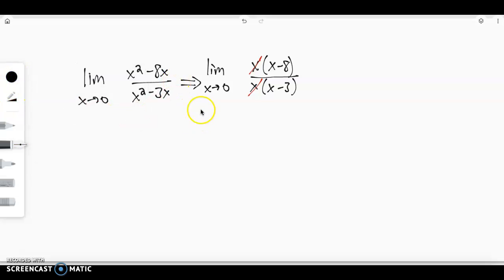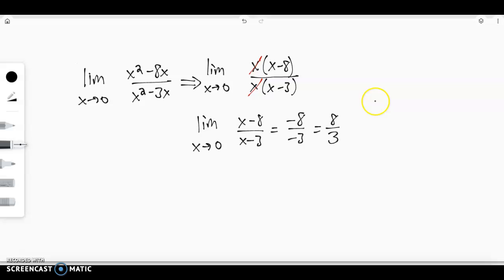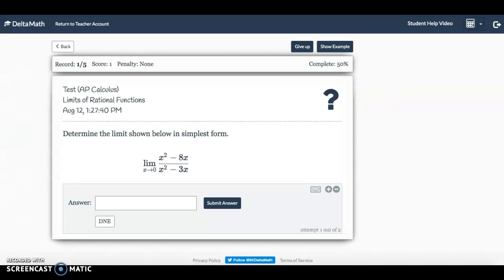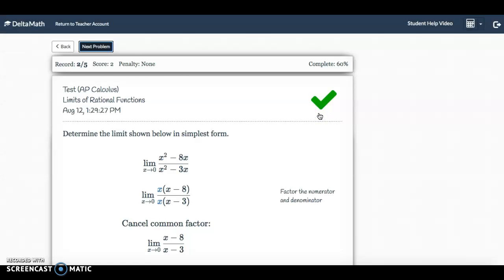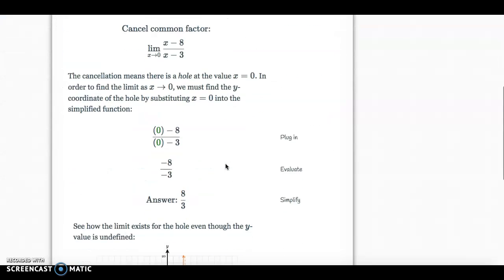So now I'm just dealing with the limit as x approaches 0 of x minus 8 over x minus 3, which would be, plug in 0 for both those x's, negative 8 over negative 3, or when those negatives cancel, 8/3. Cool. So I can go ahead and plug that in. Lovely. And it goes through the steps for me.